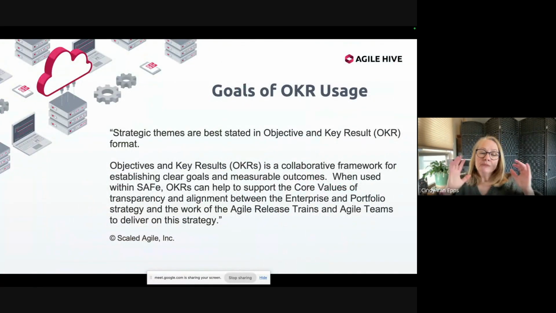So this is straight out of SAFe, not Compton, but straight out of SAFe, that strategic themes are best stated in objectives and key results format. So what is that? OKRs are just more specific about applying a time box and being measurable. When I first took a SAFe lean portfolio management course 3 years ago, they talked about strategic themes need to have these elements, right? They need to be measurable. They need to be time boxed. So OKRs just give us a little more structure around those ideas.